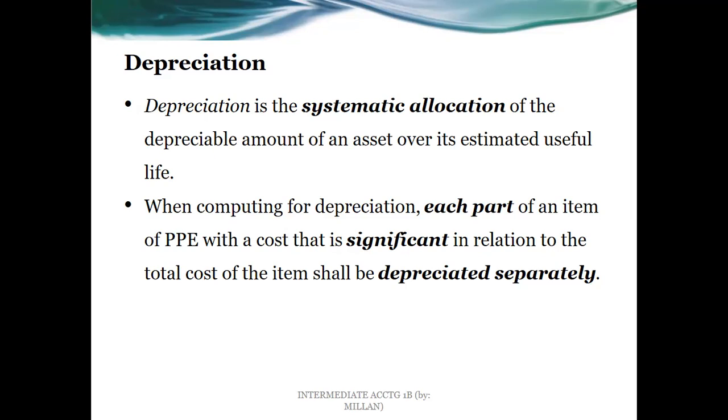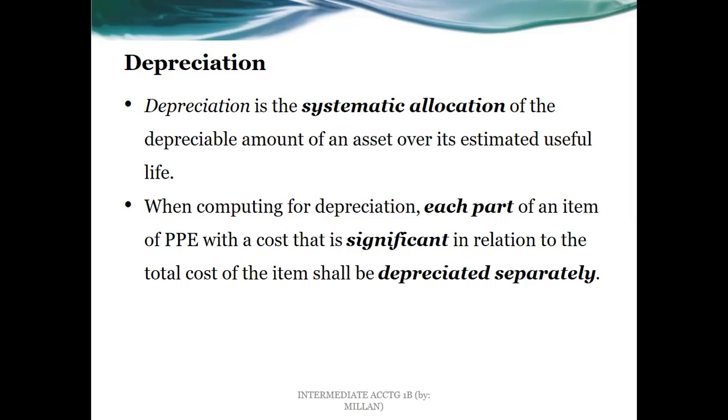Second point is that when computing for depreciation, each part of an item of PPE with a cost that is significant or material or substantial in relation to the total cost of the item shall be depreciated separately. It's possible, like the parts of an airplane, wherein the engine could be one major part, the wing, the shaft or the body, let's say the gears. So those could be significant parts which can have different useful lives. That's why they will have to be depreciated separately.